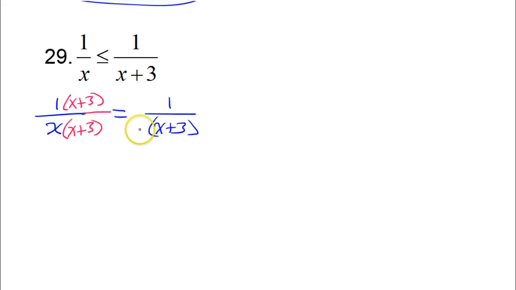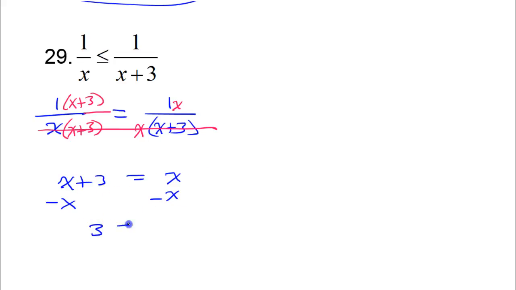I will have to multiply this denominator by x in the numerator and the denominator. So now the denominators are the same. I can cancel them out and make a new equation from the numerators. So this is x plus 3 is equal to x. Now this is a little strange because I want to get these x's together, but when I subtract x from both sides, they cancel out completely. So I have 3 is equal to 0.